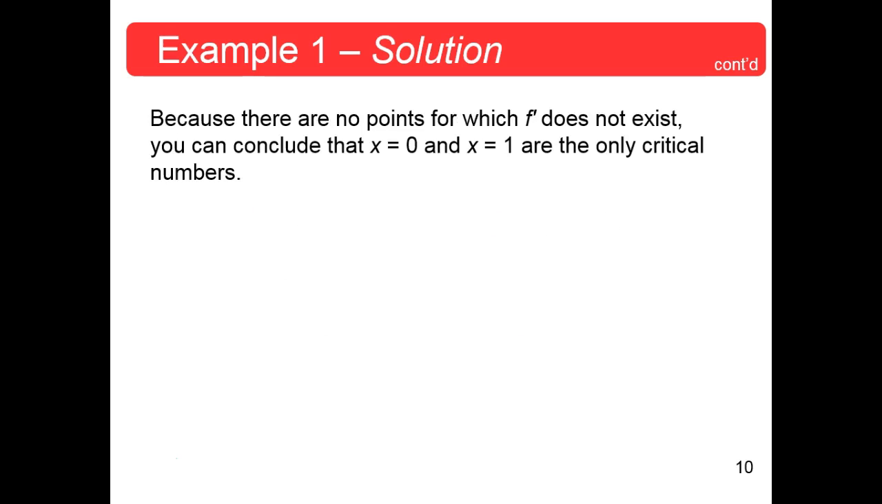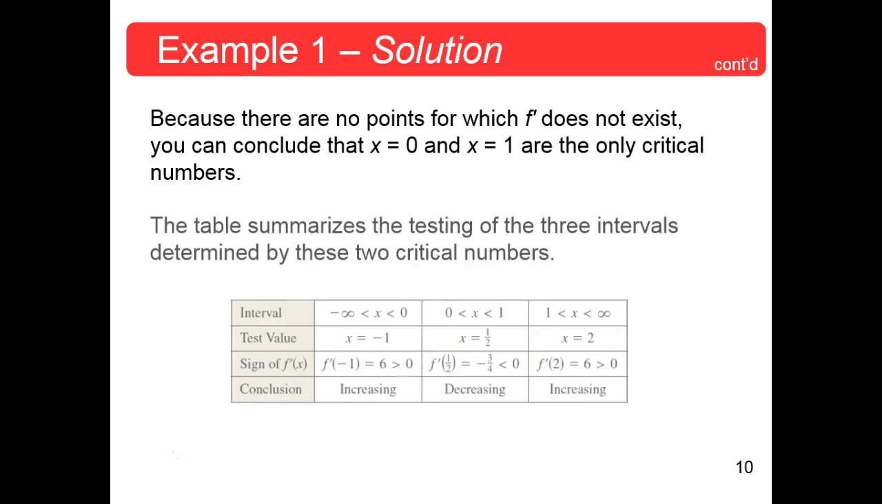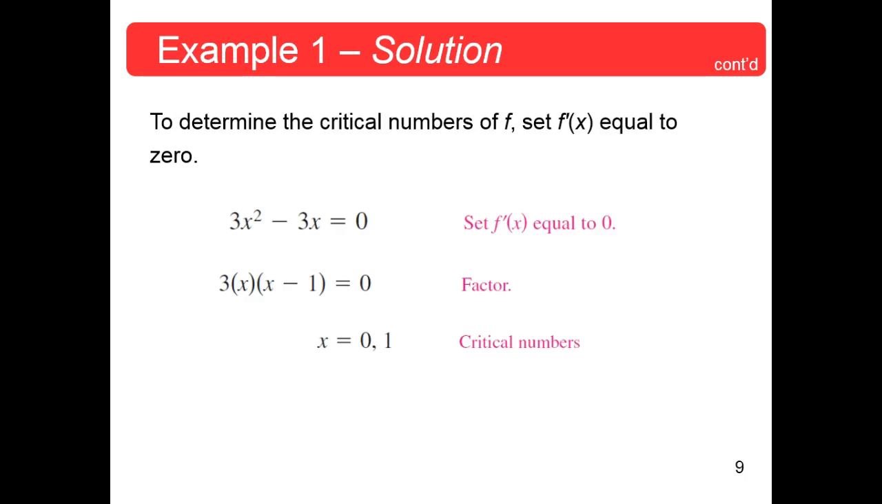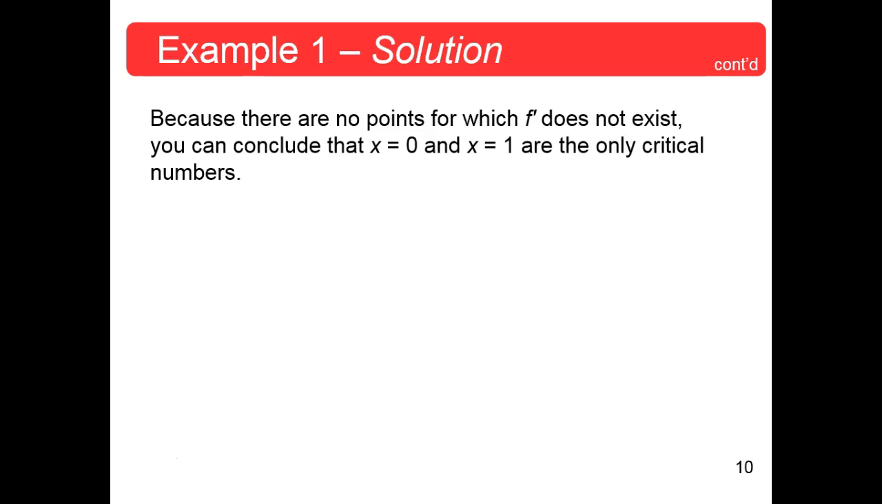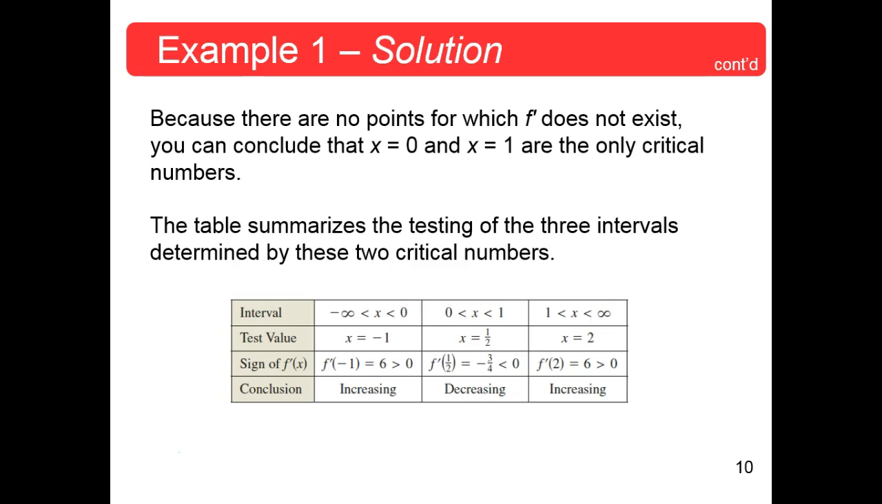Because there are no points at which f prime does not exist, you can conclude that x equals 0 and x equals 1 are the only critical numbers. Good. And the table summarizes the testing. And that's what we do next. We pick a point to the left of 0, between 0 and 1, and to the right of 1. And that's what their little table shows.